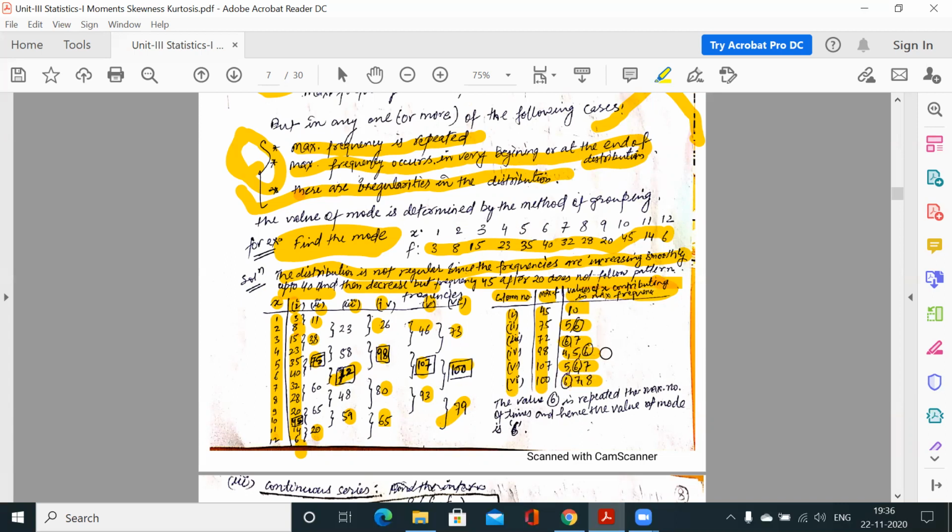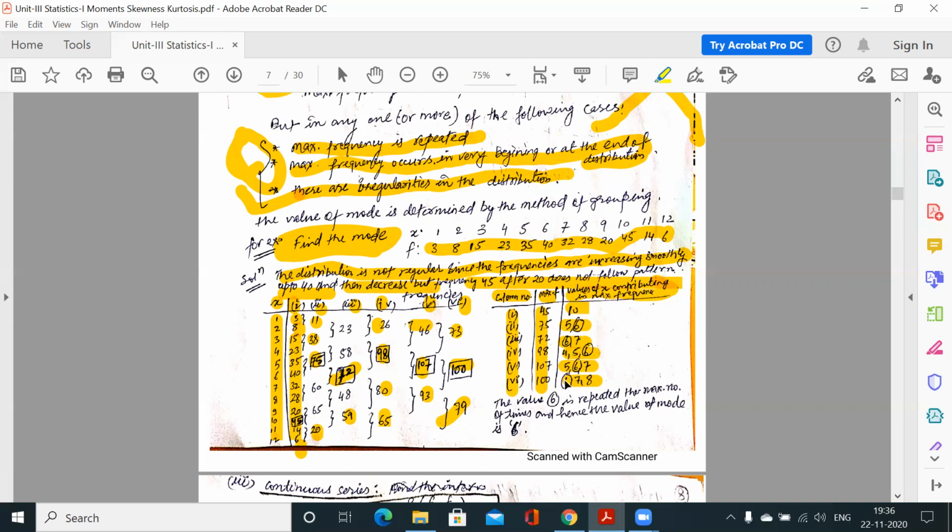Now we have to see which number is occurring most frequently. Here 6 is appearing 5 times. The other numbers: 5 appears 3 times, 7 appears 3 times, 8 is 1 time, 4 is 1 time, 10 is 1 time. So the number 6 is repeating the maximum number of times. So it is the most frequent value.